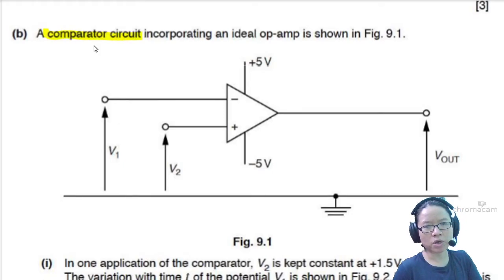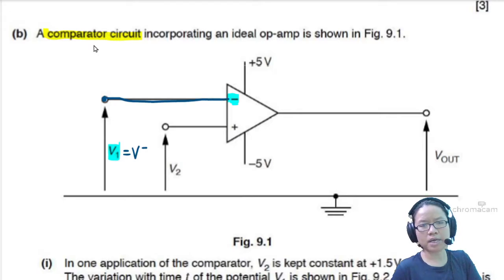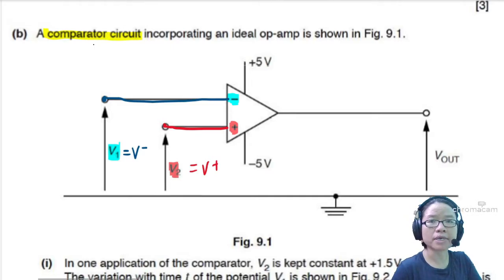What are we comparing? We are comparing the inverting input, V1. So I'm going to write here that V1 is equal to V minus, because this one is connected here. And comparing this to the non-inverting input, which is V plus, which is connected here. These are the two things that we are comparing, V1 and V2.